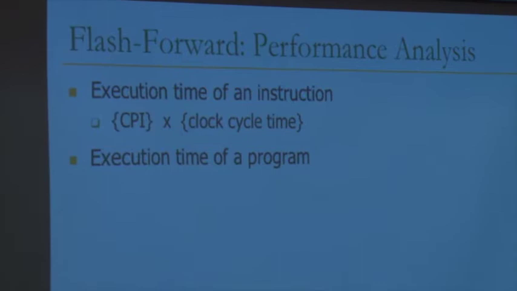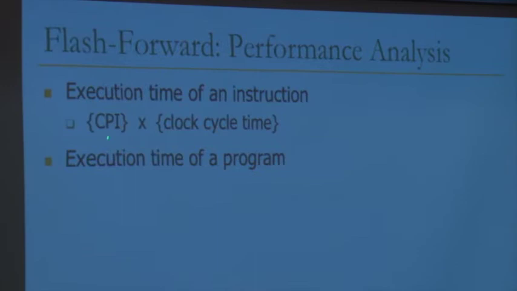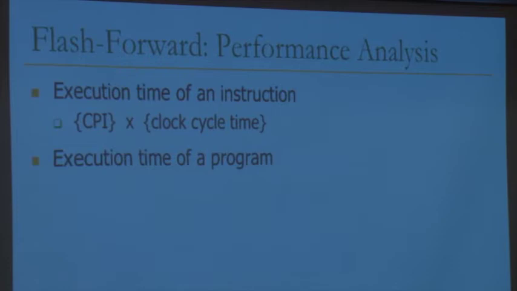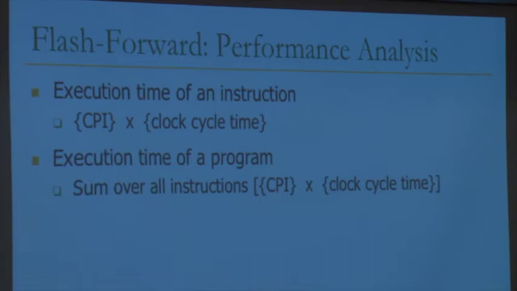You can optimize either of these in a multi-cycle machine. In a single cycle machine, you have no choice. Cycles per instruction is one. You made that choice already. Whereas clock cycle time, well, you have to optimize that, but the optimization of that depends on what's your slowest instruction. So let's build upon this. Execution time of a program is, now you can sum this over all instructions, right? Assuming you're executing one instruction at a time. This is a very basic performance model.